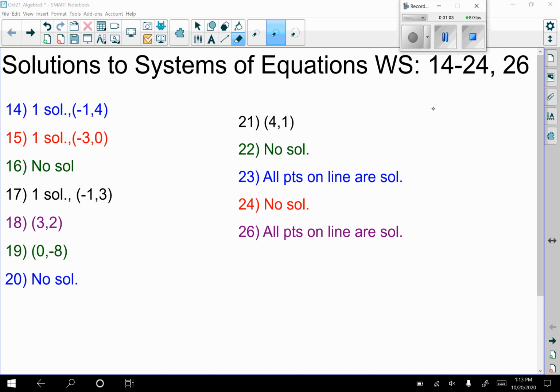So 20, 22, and 24 were all parallel lines, meaning all the slopes should have been the same. For 23 and 26, both equations in slope-intercept form would have been identical. So we had graphed one line right on top of the other line, which means we have infinitely many solutions. But those infinitely many, they're not just any ordered pair. They're all the ordered pairs, or all the points on the line, that are solutions.